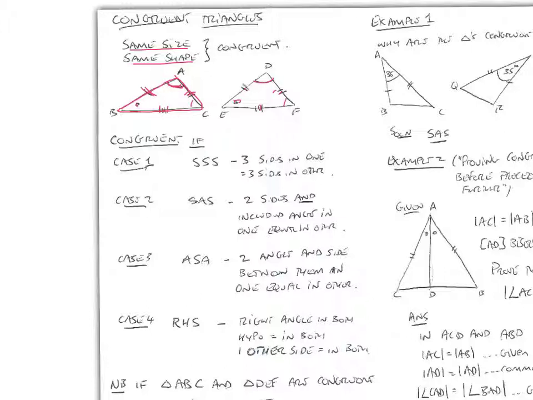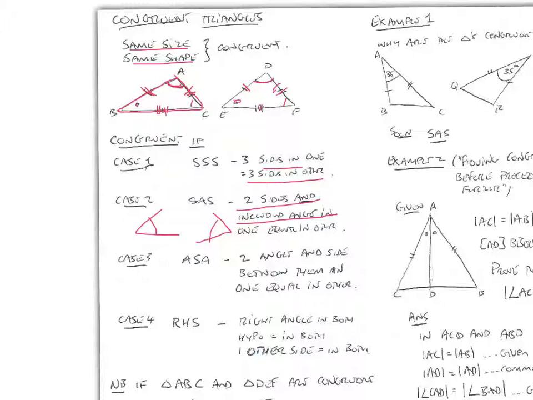This side corresponds to that, same length, this to this, and this side to this side. But there are four different cases where triangles can be proven to be congruent. The first one is if the three sides in one are equal in measure to the three sides in the other. The second one is if two sides and the included angle in one triangle are equal in length and size to two sides and the included angle in another triangle.